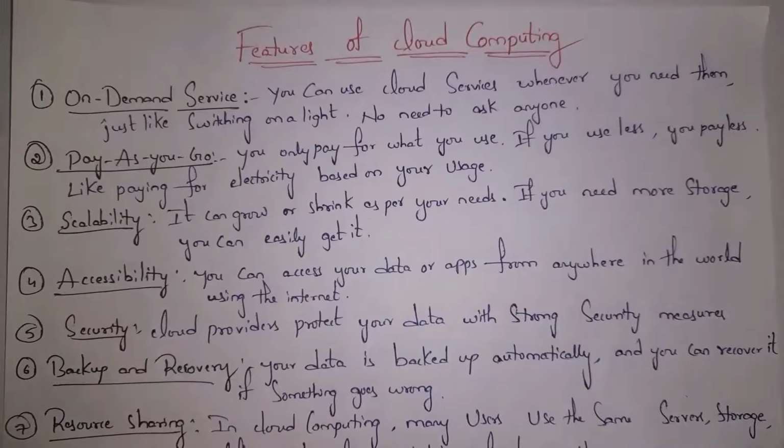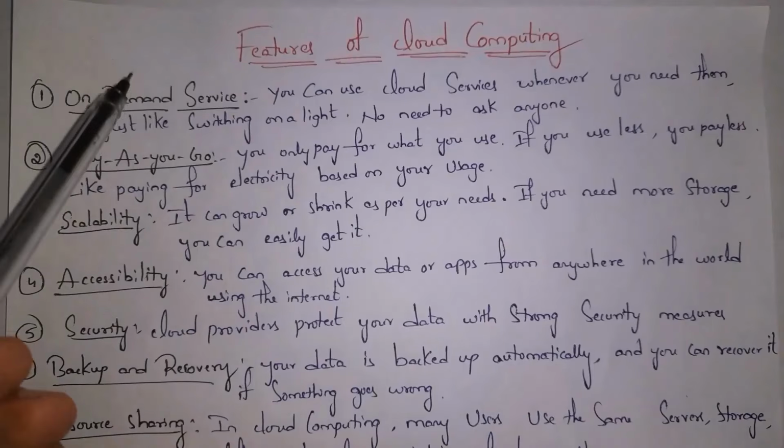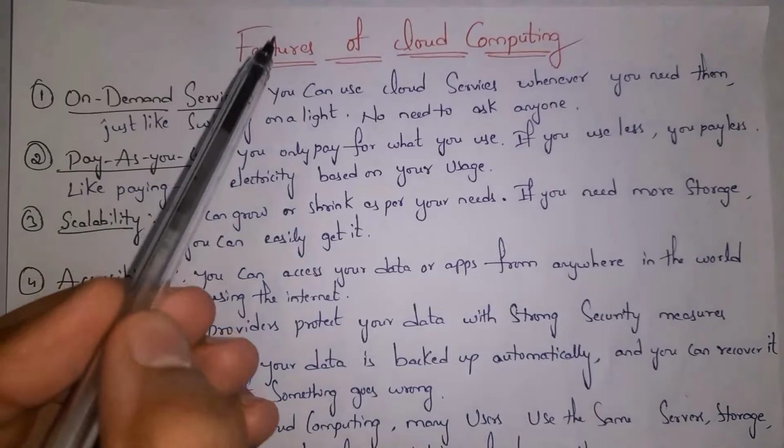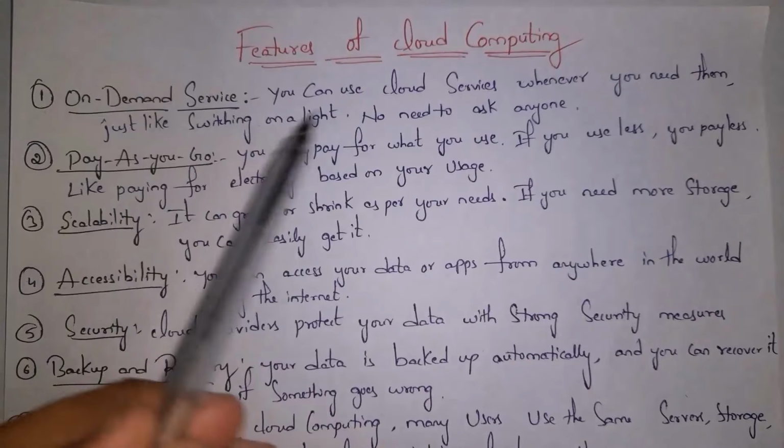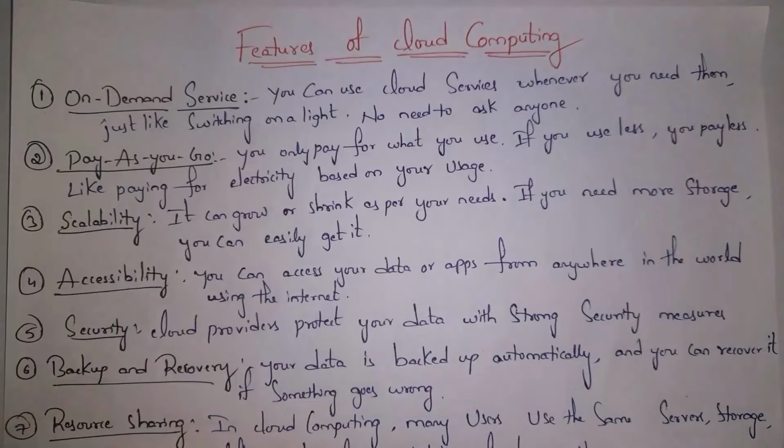Next I will explain features of cloud computing. And the first one is on-demand service. You can use cloud services whenever you need them. Just like switching on a light, no need to ask anyone. Guys, for example, I want to use a server for 1 hour in cloud. So just for 1 hour, I will pay money and I will use it. So you can use cloud services whenever you need them.